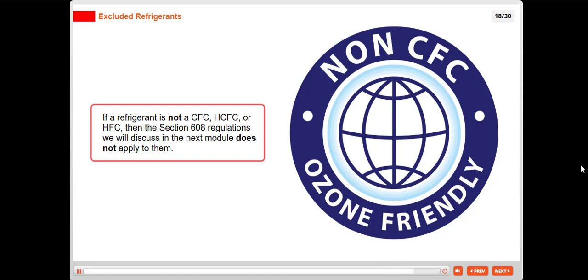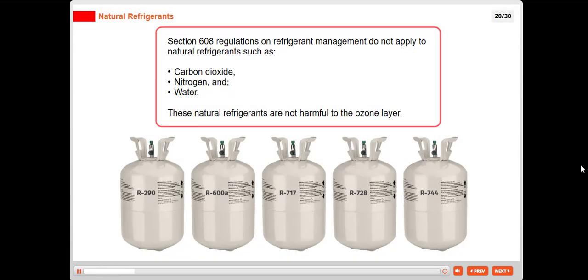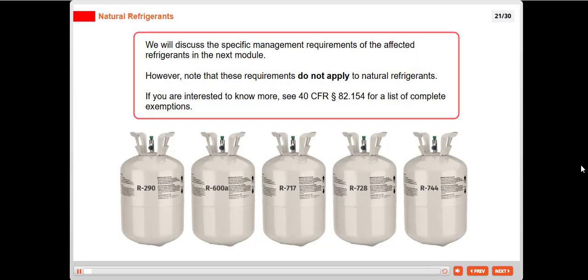For example, the natural refrigerants that we discussed in the venting prohibition module are not covered by Section 608. Section 608 regulations on refrigerant management do not apply to natural refrigerants such as carbon dioxide, nitrogen, and water. These natural refrigerants are not harmful to the ozone layer. We will discuss the specific management requirements of the affected refrigerants in the next module. However, note that these requirements do not apply to natural refrigerants. If you are interested to know more, see 40 CFR Section 82.154 for a list of complete exemptions.